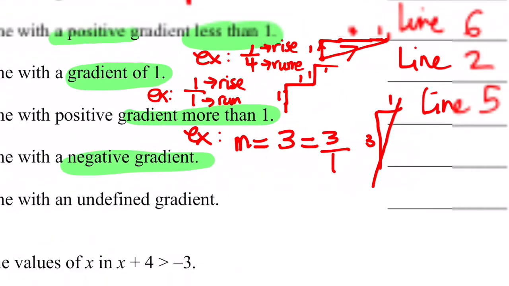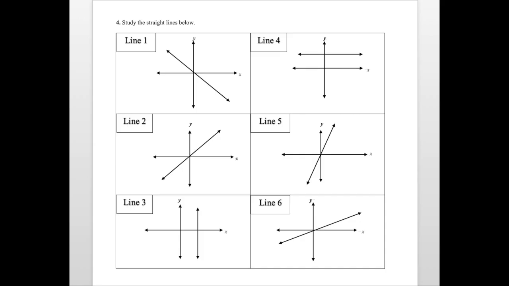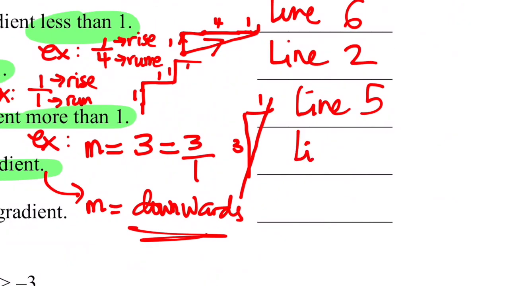A line with a negative gradient. A negative gradient implies that the line is showing a downward behavior from the left to the right. Hence, from the list, the line with a negative gradient is line number 1, since it is going downwards from the left to the right.